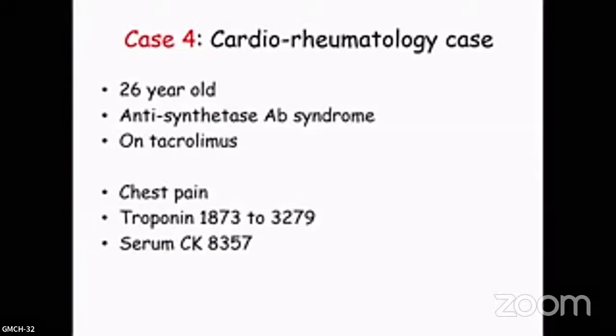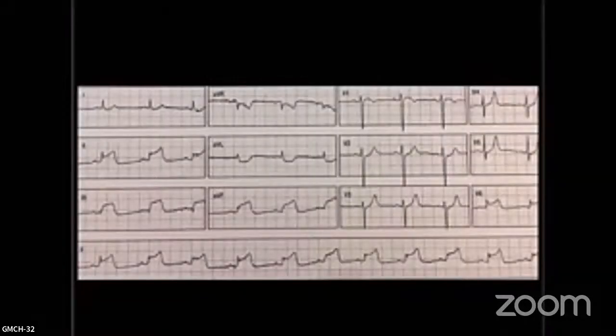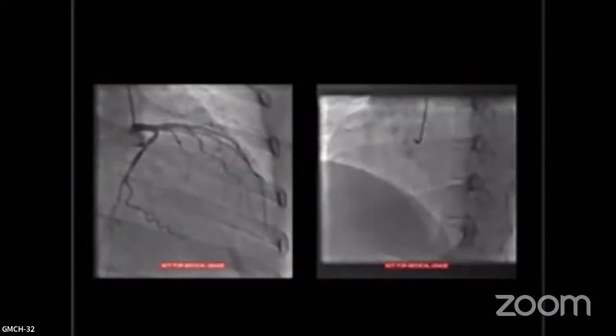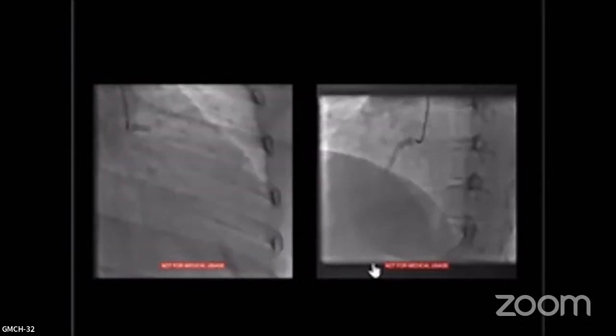Moving on, the next case is that of a 26-year-old who has an established diagnosis of antisynthetase antibody syndrome and is already on tacrolimus. She presents with chest pain and a significant troponin elevation. ECG shows inferior ST elevation, with concerns regarding myocardial infarction, and she was rushed to the angio lab. The coronary angiogram surprisingly showed no coronary disease.